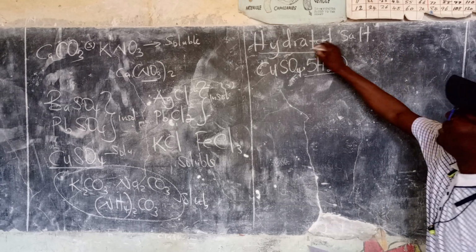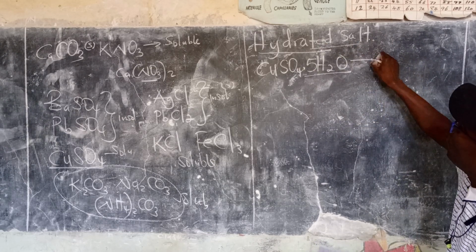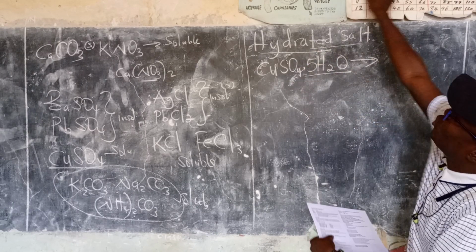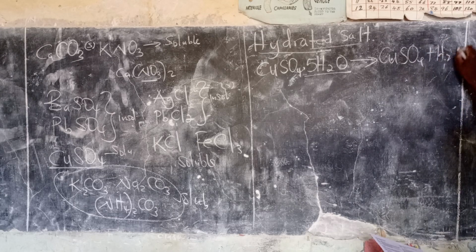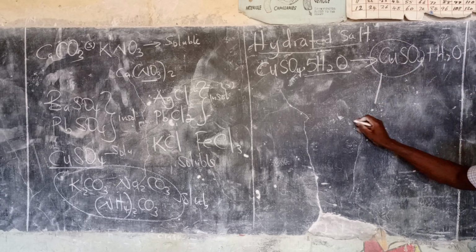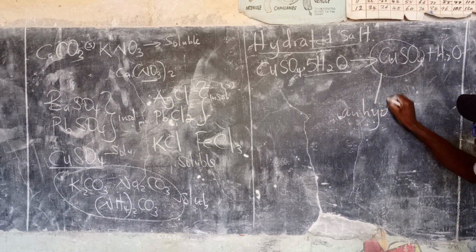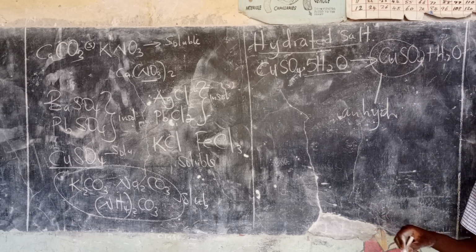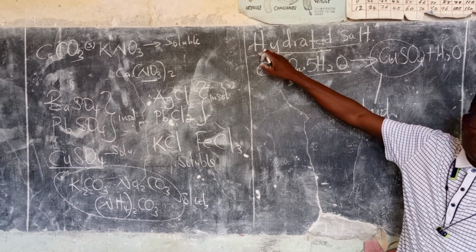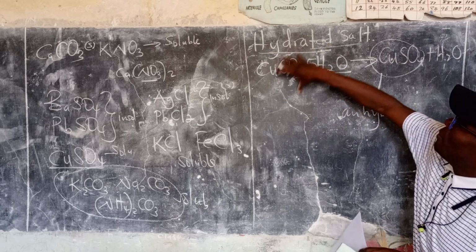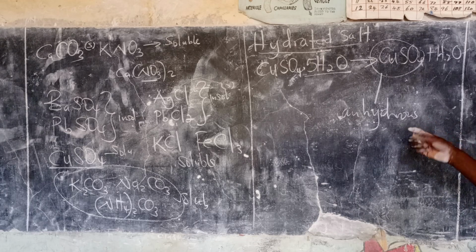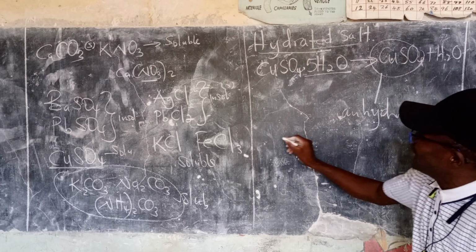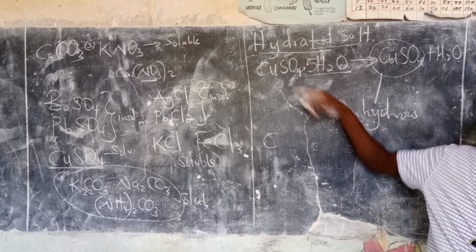So this is hydrated salt. Why? Because when I remove water from here, when we evaporate water from here, it becomes copper(II) sulfate plus H2O. What type of salt is this? This one now becomes anhydrous salt. When the water is there, it is hydrated. The moment I remove water, it becomes anhydrous salt. So anhydrous salt is a salt that does not contain water. But if I add water to anhydrous salt, it becomes hydrated salt.